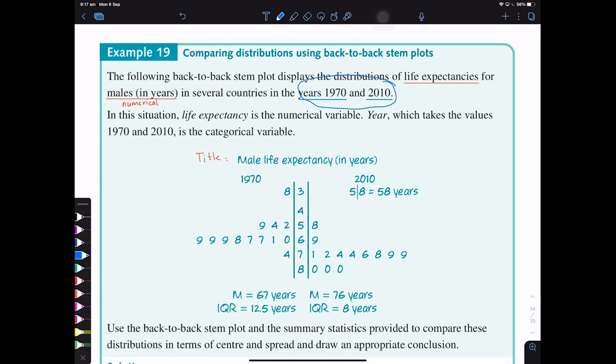Let's say this was cars, for example, right? Or let's say, instead of talking about years, we're talking about males who lived in Broadmeadows versus males who lived in Sydney or something, like their life expectancy. Is that still numerical? No, that turns into categorical.